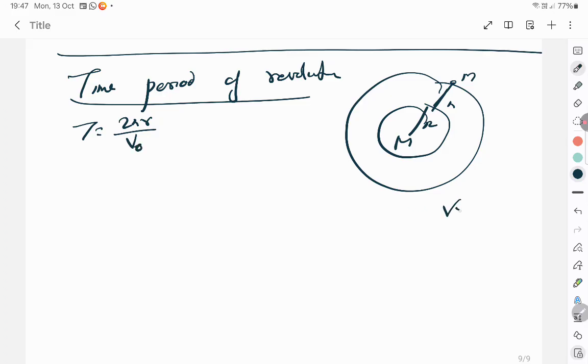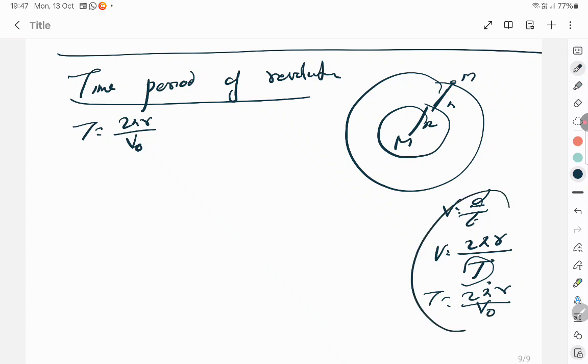Velocity is distance by time. Distance in a rotational motion is 2 pi r, divided by T, the time period. Therefore, time period is 2 pi r by v, where v naught is the orbital velocity. So, the basics that you learnt in 8th standard: velocity is distance by time. So you write what is time. And now you know the orbital velocity formula. We have mugged up orbital velocity. I told you it's very, very important.